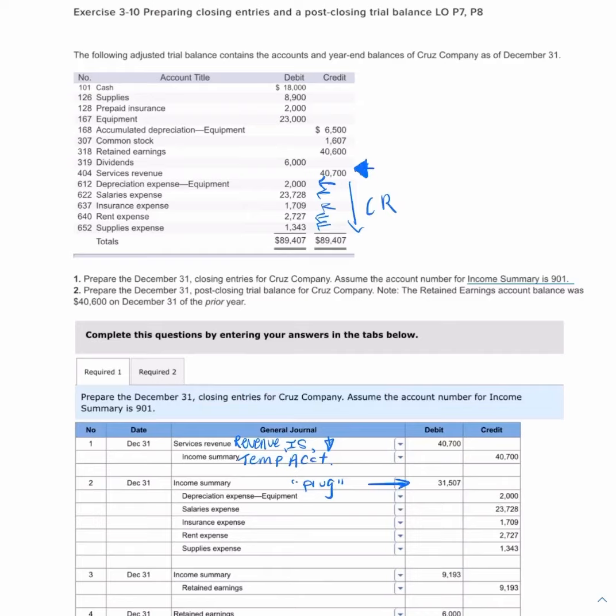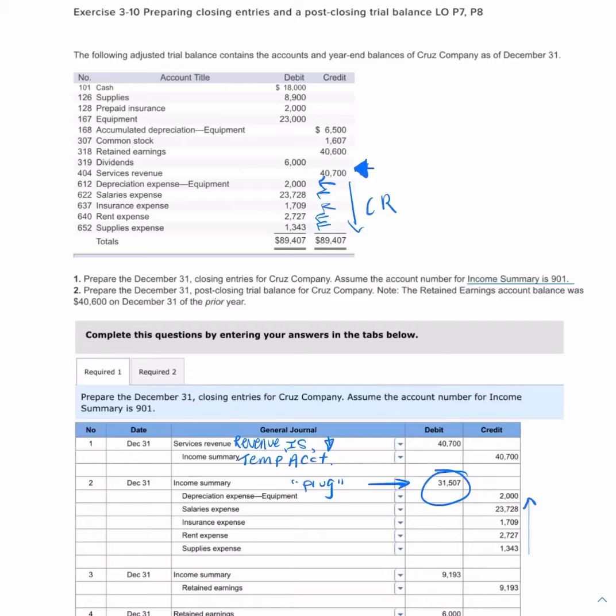So to reset these accounts and bring them all back down to zero to begin for the next period, what we will need to do then is credit those accounts. So we credit all of our expense accounts. We then add up all of these. Whatever that comes out to will then be the amount that we use for the debit to income summary.